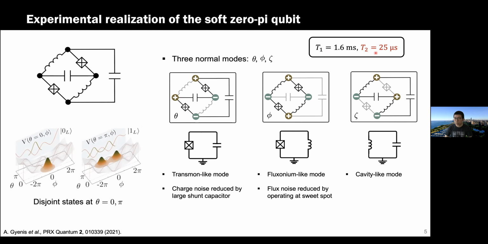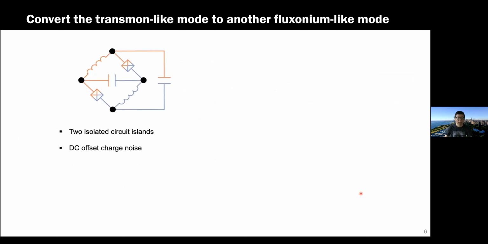But the T2 is not as great. And we understand that because in practice, it is almost impossible to have perfect circuit symmetries. And as a result, the zeta mode would inevitably be coupled to the other two modes. And due to the fact that we want to operate the circuit to be insensitive to charge noise and also to have this disjoint support nature, they require us to have a very large shunt capacitor and also a large superinductor. And they in turn cause this zeta mode to have a very small harmonic mode energy. And we know at finite temperature, there will be a thermal population in this mode. And any number fluctuation would cause the so-called photon shot noise and ultimately limits the coherence time of the qubit. So is there a way to increase the energy of the zeta mode?